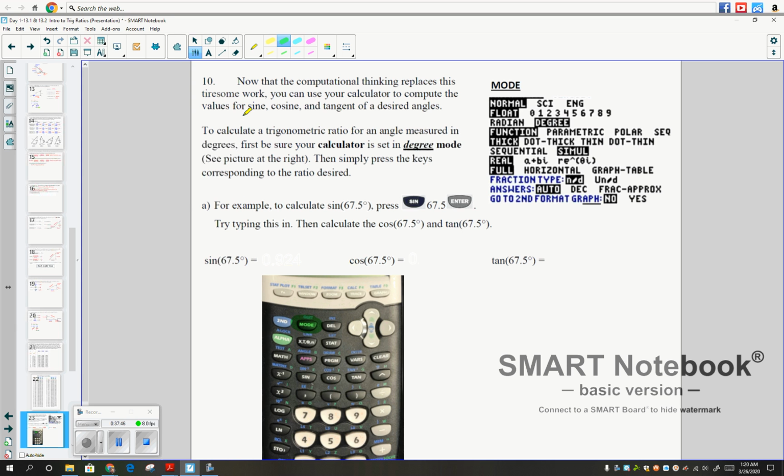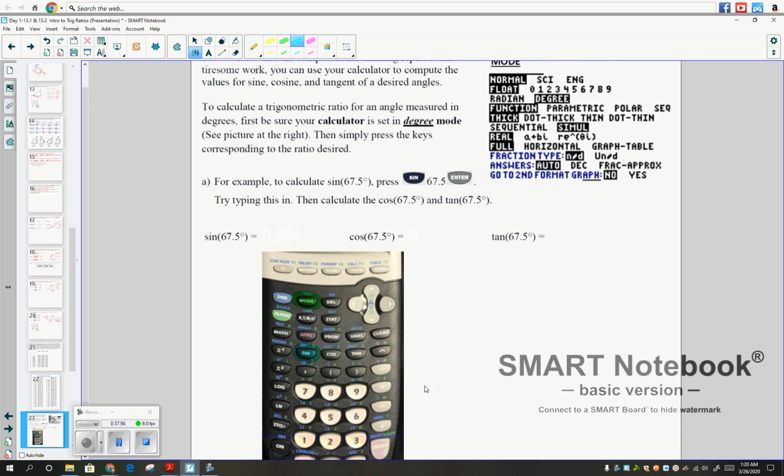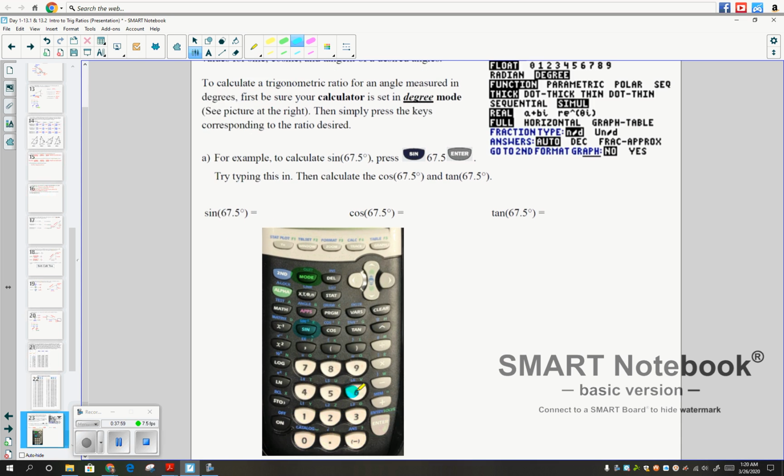So how do I type this in? Well, for example, to calculate sine of 67.5, I'm going to hit the sine button. Right here it is. And I'm going to type in the numbers 67.5, and I'm going to hit enter. If I do that, what do I get? 0.924.